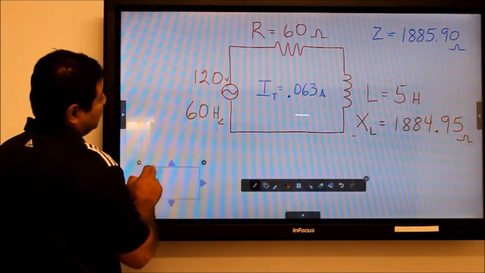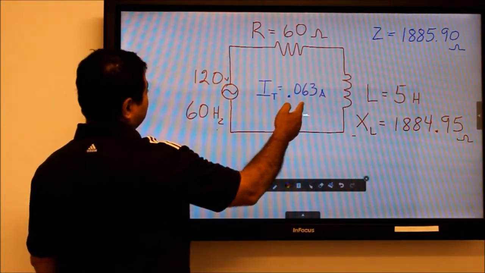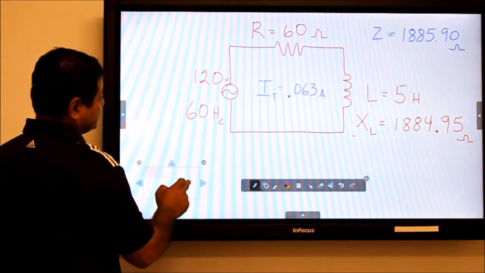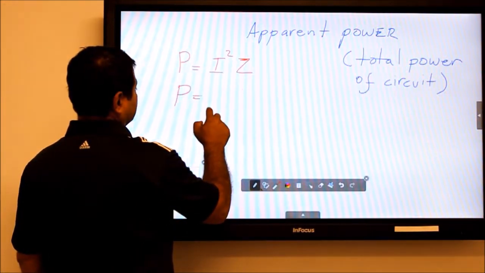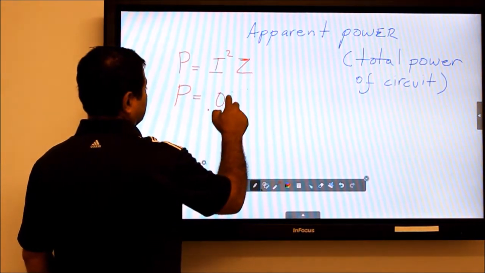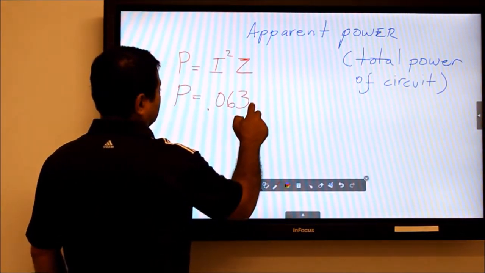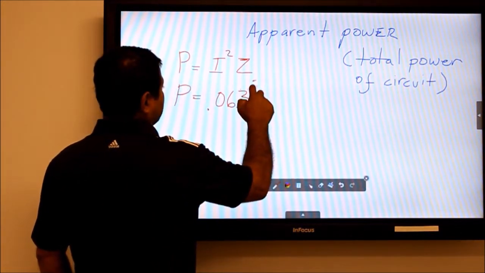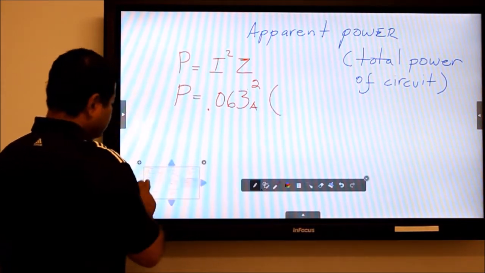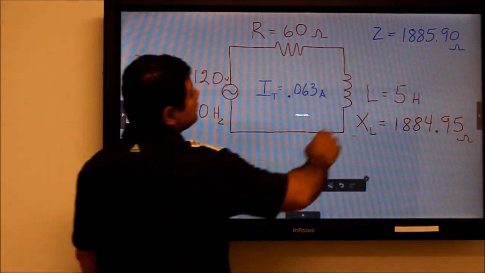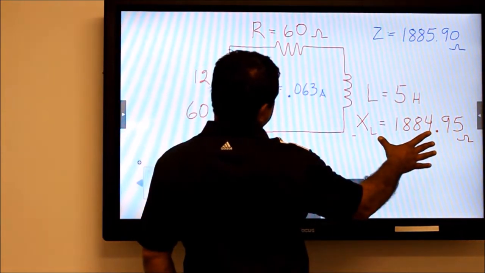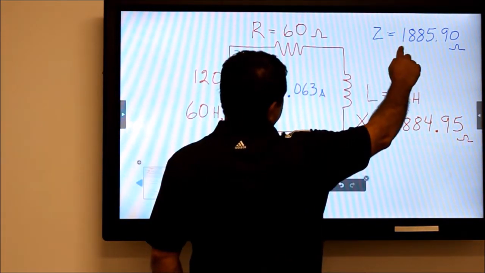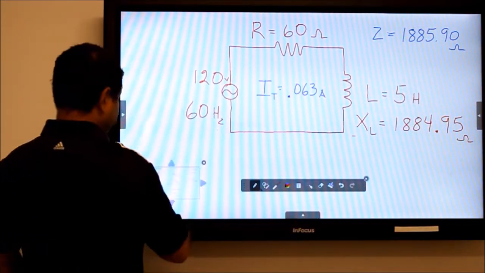We have the current again. The total current is 0.063 amps. Don't forget to square it, and you're going to multiply times the impedance. And this time we use the impedance, and make sure you don't use the inductive reactance. We're using the impedance, and it's 1885.90.